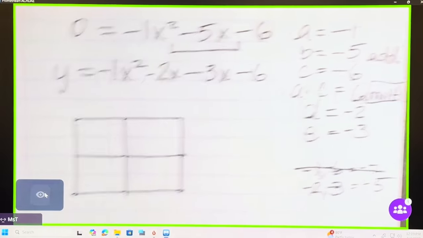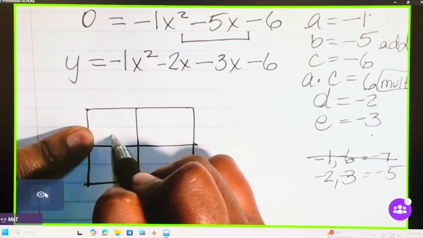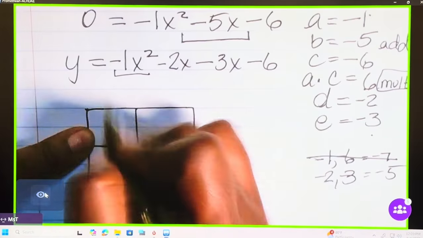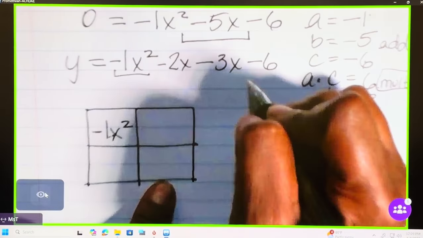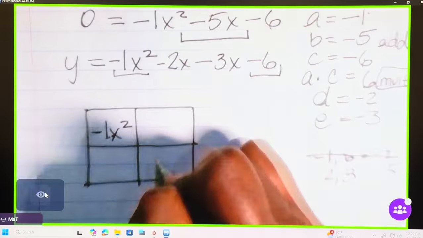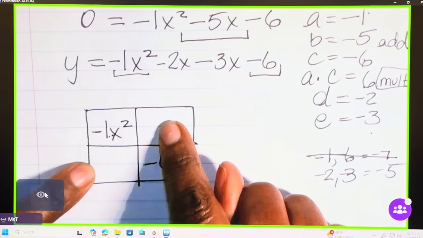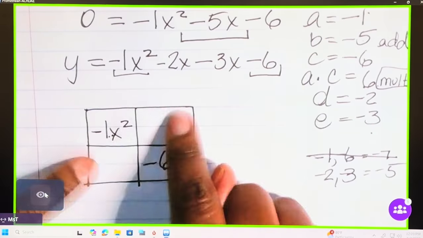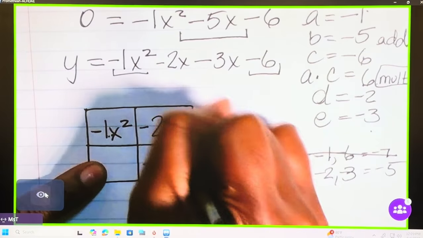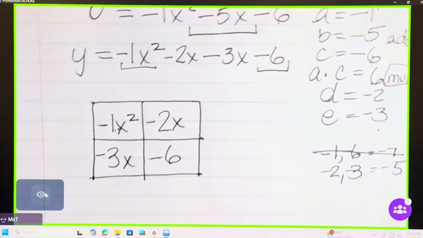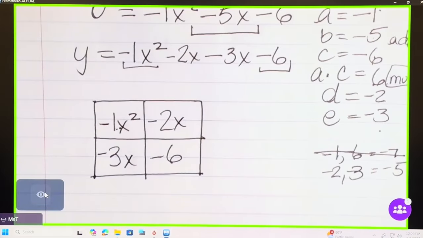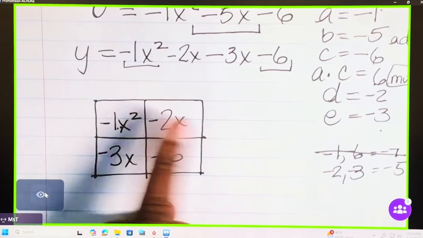All right, and now inside the area model, first term is always the first term. First box is 1x squared. What's going to be my last box is always the last term, which is -6. These two are going to have x's attached. It doesn't matter where you put them. So I'm just going to put -2x here, and then I'm going to put -3x here. So now what am I looking for? I'm looking for the GCF, the greatest common factor.